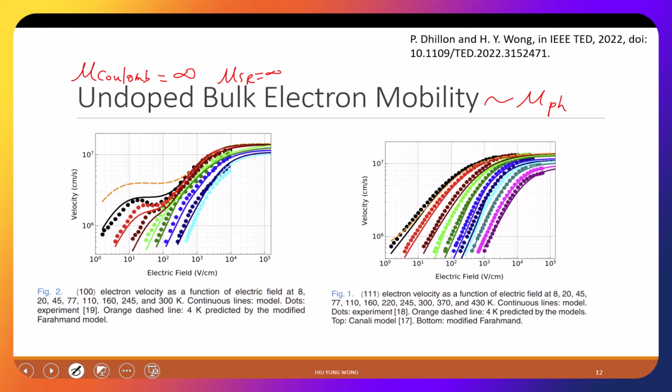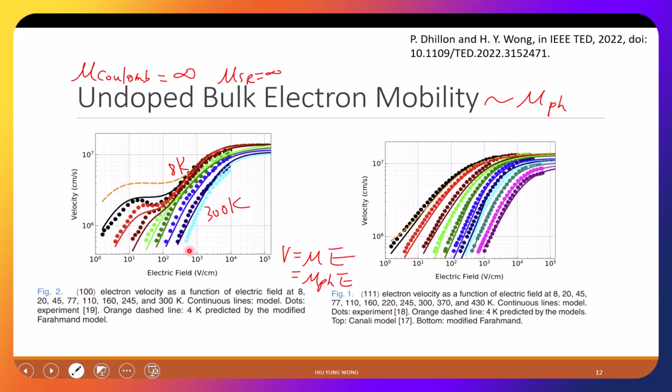Here are some experimental data, and then we derive some equations to fit them. You can see, first of all, when you go to low temperature, here are different temperatures. This is 300 Kelvin, and this is 8 Kelvin. This is velocity, this is electric field. So what we're talking about is V equal to mu times E. When you go to low temperature, this mu, which is mu phonon, is going to increase.